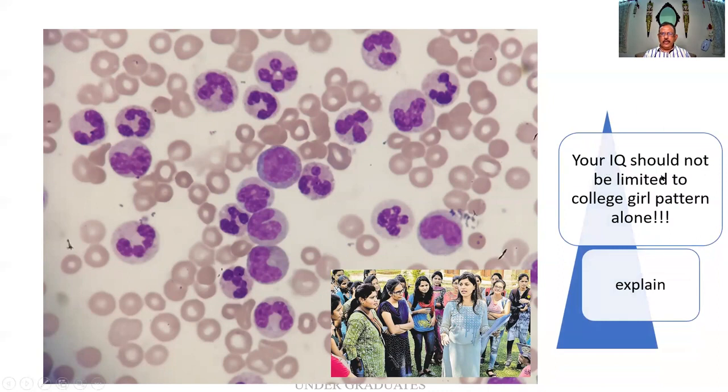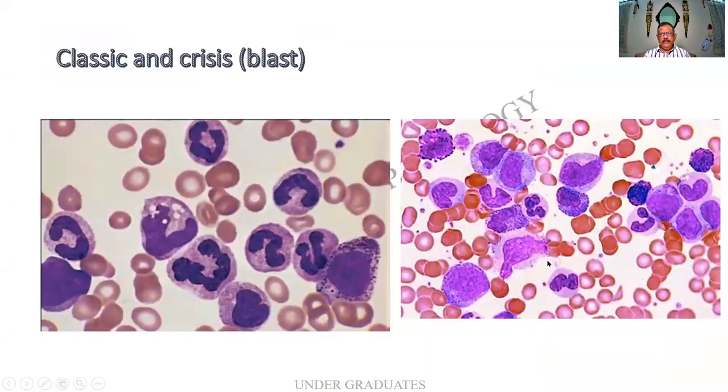And your IQ should not be limited to the college girl pattern alone. This is not a joke. Students write only college girl. They don't describe the blood picture. So explain it.